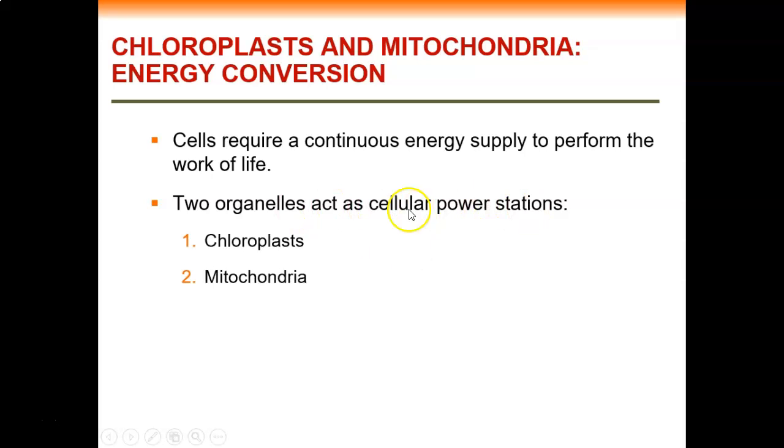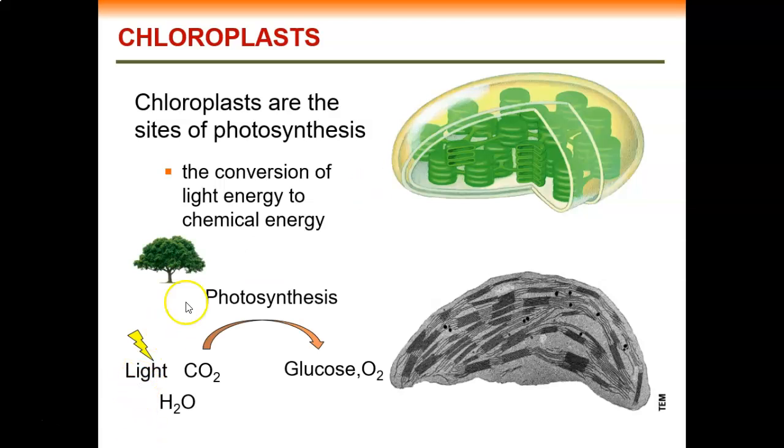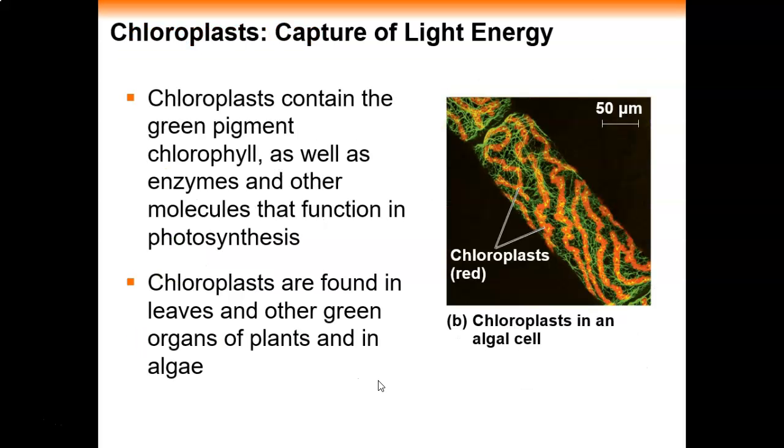And these guys are both important for power. And we're going to have whole weeks where we go specifically through the process of photosynthesis and aerobic respiration. So chloroplasts, of course, are the site of photosynthesis. So that's where a plant takes light, carbon dioxide, and water and converts it into sugar and produces oxygen as a result. Again, whole week on that.